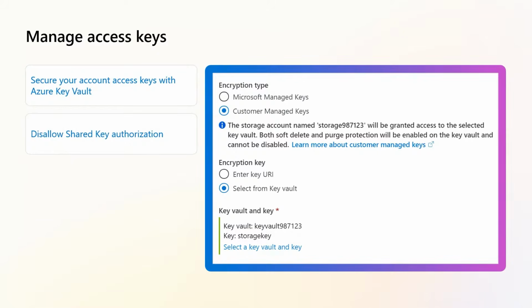Managing access keys is also about securing your storage account credentials. The best practice is to store keys in the Azure Key Vault and retrieve them at runtime instead of hard coding them in your app. You can also disallow shared key authorization entirely, which forces all requests to use Entra ID authentication and RBAC. For the exam, understand the implications of disabling shared key access and how Key Vault integrates with storage security.